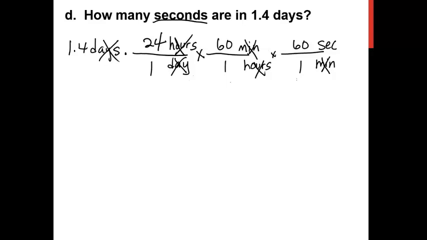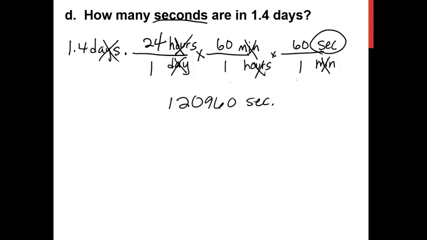So we have achieved the unit we're looking for, seconds. Now mathematically, we need to put in our calculator 1.4 times 24 times 60 times 60. And whatever that number is, we're going to divide it by 1. All of our bottom numbers are 1. So we would have 120,960 seconds. Now if that's the number that you reported to me, it would be incorrect.